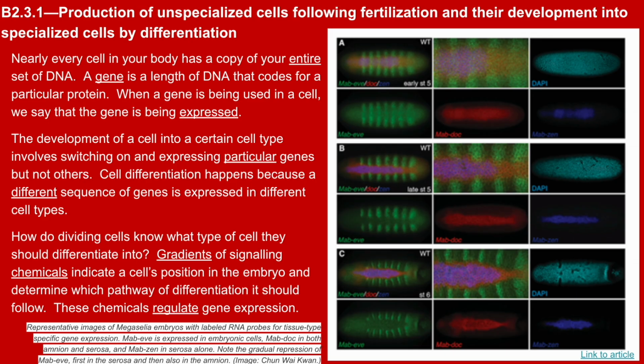How does it know? Well, first up, cell differentiation happens because of gradients of signaling chemicals. Those gradients of chemicals are going to indicate to those replicating cells what type of cell they should be differentiating into. Now remember, they're not going to lose any of the DNA. Every cell in your body has your complete set of DNA, but only certain parts of that DNA get expressed, meaning they get turned into proteins. So those gradients of signaling chemicals are going to indicate what type of cell that cell should become.